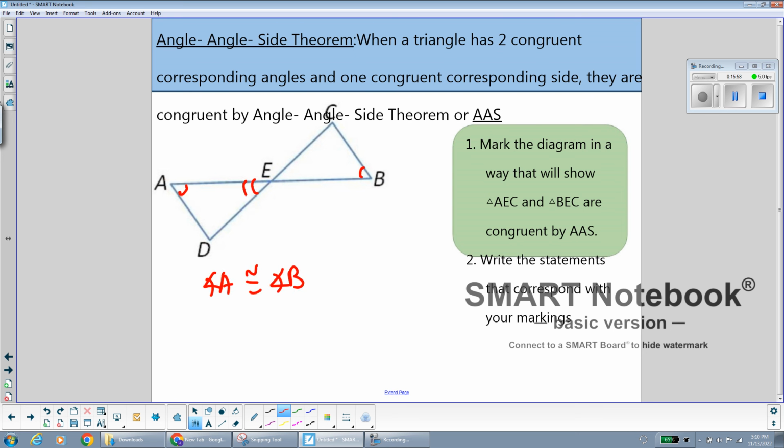And I'll pick the vertical angles because they are always congruent to each other. So that's angle AED and angle CEB. And now to make AAS, we need the side following the two angles. So angle, angle, I'll put the side right here. So that's DE congruent to CE. And that's one set of information that would make these two triangles congruent by AAS. Two angles followed by a side.